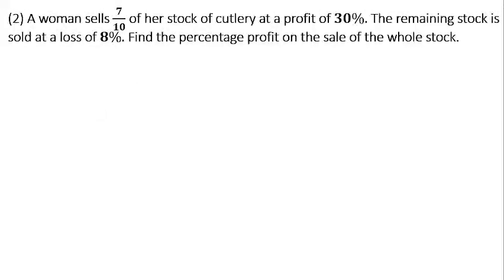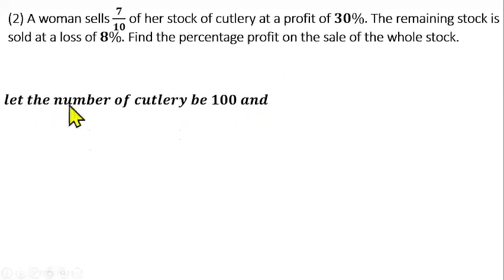Now question number 2 says that a woman sells 7/10 of her stock of cutlery at a profit of 30%. The remaining stock is sold at a loss of 8%. You have to find the percentage profit on the sales of the whole stock. So the question is related to profit and loss. Percentage profit and loss.